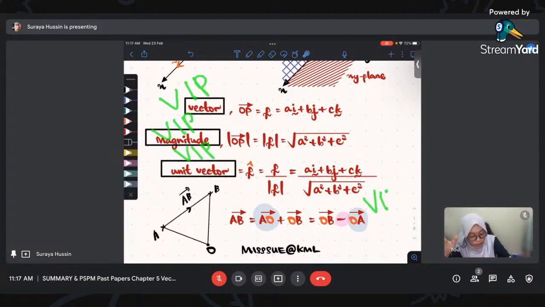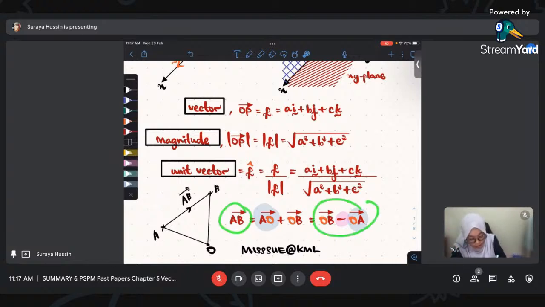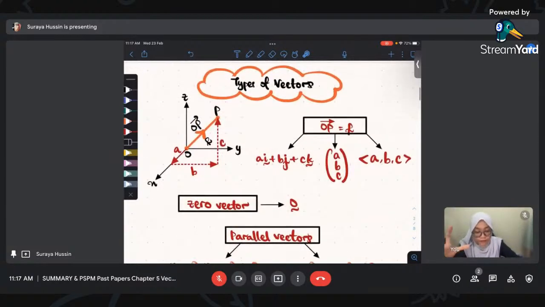So tak ada satu pun yang kamu boleh lupa. Semua mesti diingat. Semua mesti dihafal. Difaham dan dihafal seterusnya. Okay, so basically only this is the formula. Okay, tengok huruf belakang. So OB minus OA. Simple. Okay. So now let's go to types of vector.